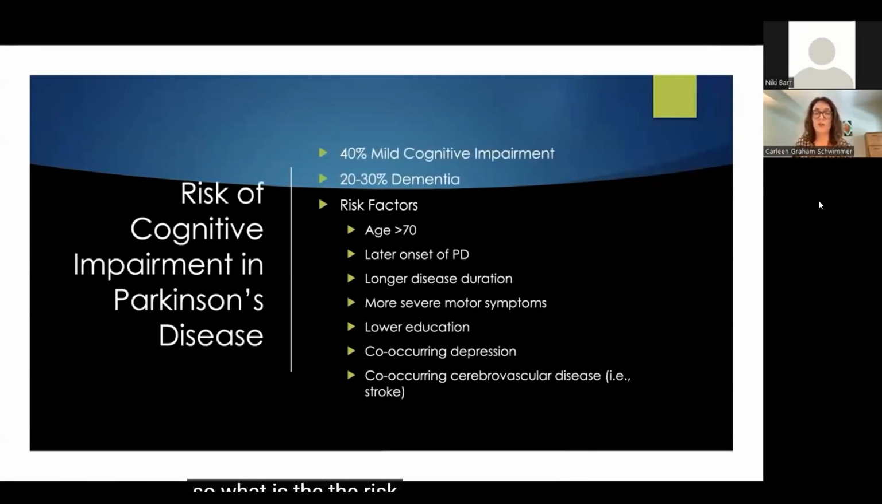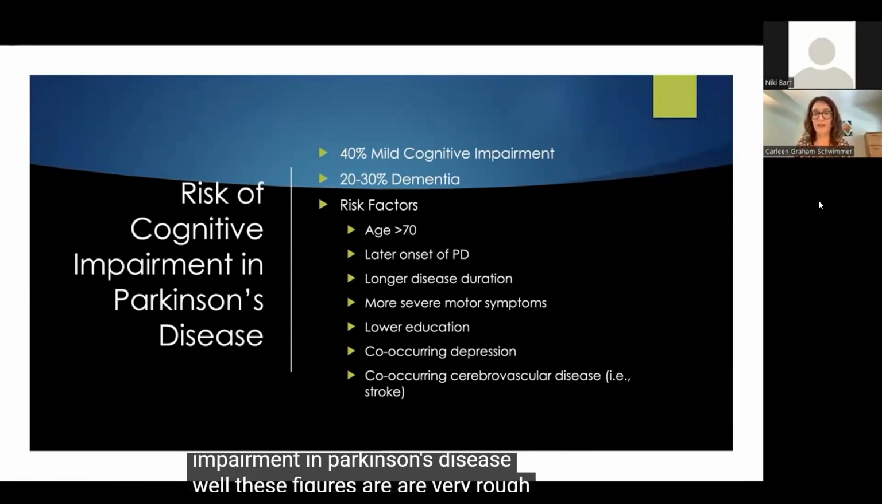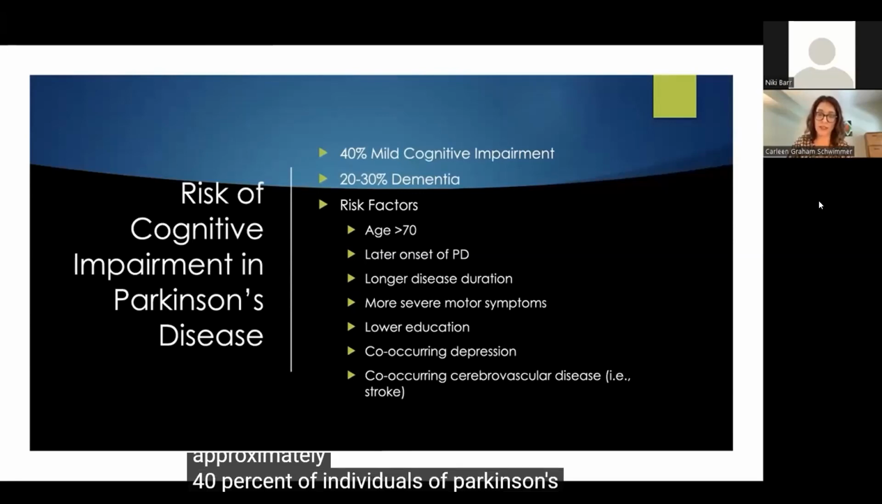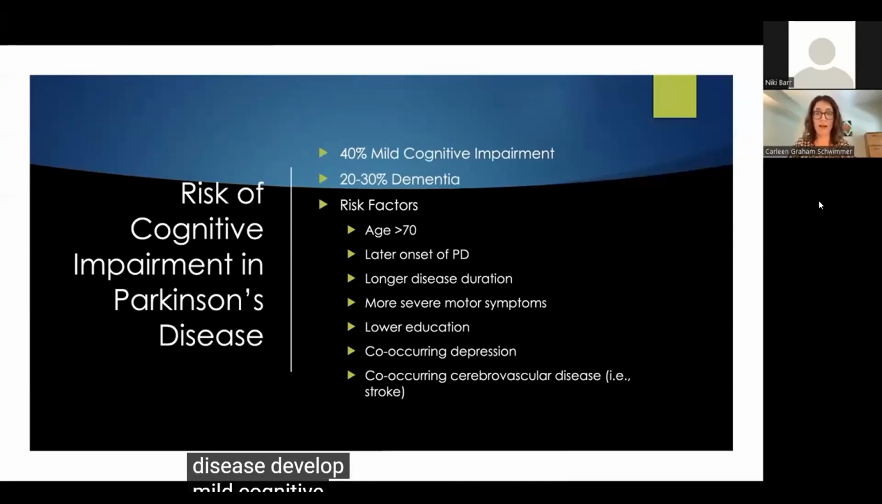So what is the risk of cognitive impairment in Parkinson's disease? Well, these figures are very rough and they vary widely by study, but it's estimated that approximately 40% of individuals with Parkinson's disease develop mild cognitive impairment, and approximately 20 to 30% will develop dementia.